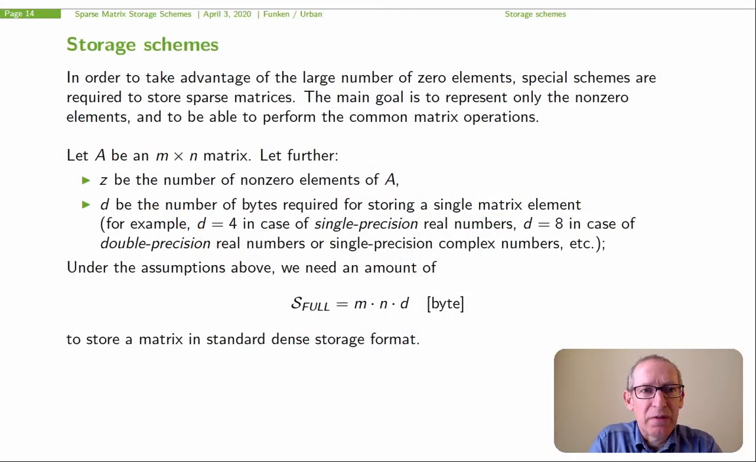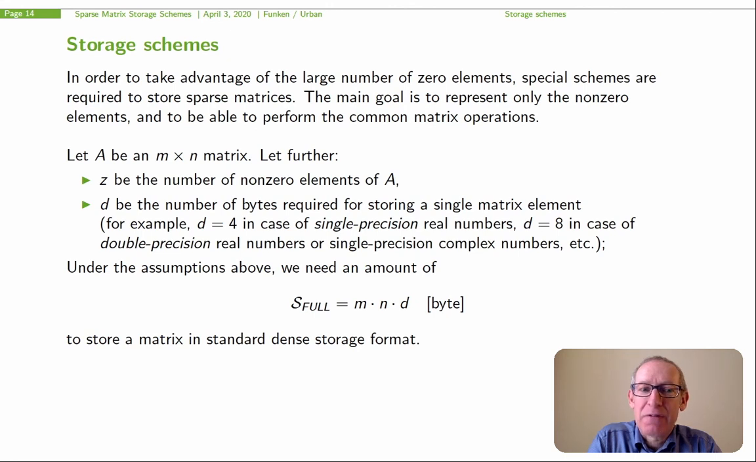Before we skip into the big area of storage schemes, what we start with. In order to take advantage of the large number of zeros, we'll see what is given. Let's say we have a general matrix A, which is an M times N matrix, and Z will be the number of non-zero elements of matrix A. And also D is the number of bytes required for storing a single matrix entry. In general, we usually use D equals 4 for single precision, or D equals 8 for double precision real numbers. If we have double precision complex numbers, D equals 16. So under the assumption above of the definition of D, we need M times N times D bytes to store a dense M times N matrix.